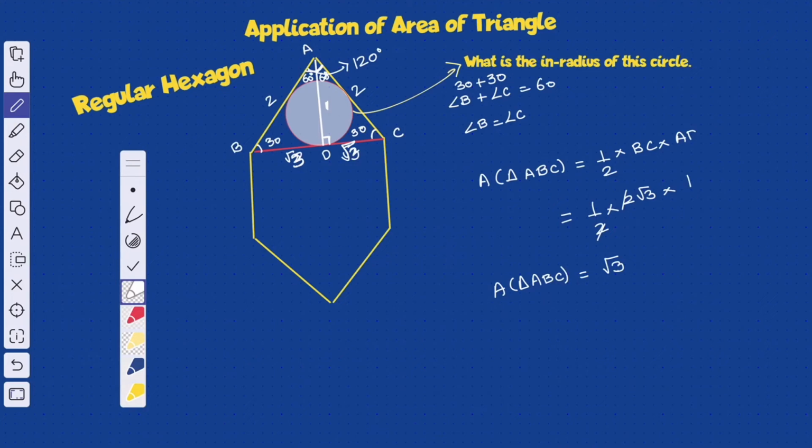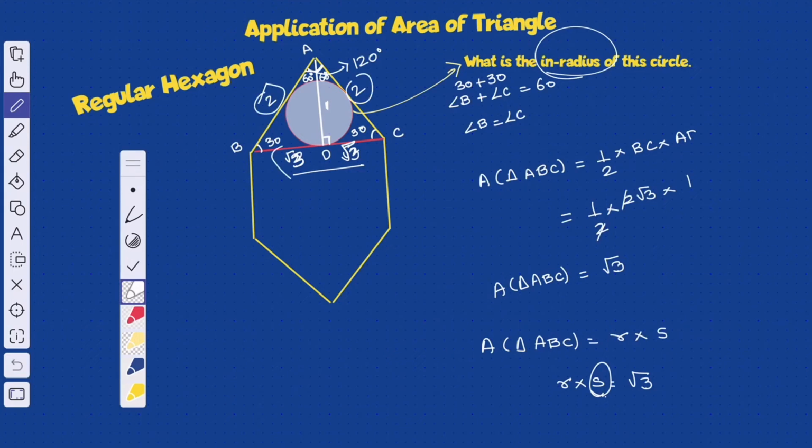Now what else can I do with this? Is there any other formula by which I can get the inradius? Yes, I have a formula. Area of triangle ABC is equal to R into S, which we just studied earlier. So I can write R into S is equal to square root of 3. What do I know from this? I know S, because I know three sides: one is 2, the other is 2, and one is 2 root 3. So from that I can find out what R is.